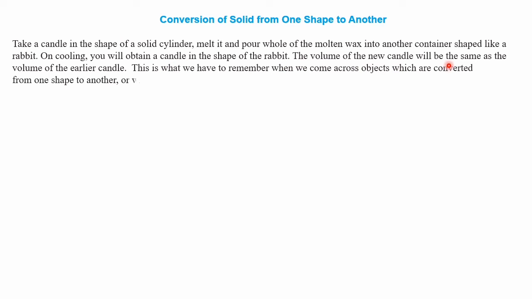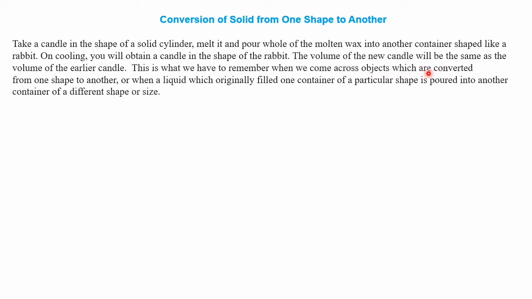The volume of the new candle will be the same as the volume of the earlier candle. This is what we have to remember when we come across objects which are converted from one shape to another. So this is one scenario which we are going to discuss here. We are taking a candle. First it was in cylindrical shape and we are melting it and remaking it into another candle, but the shape is different. It looks like a rabbit.